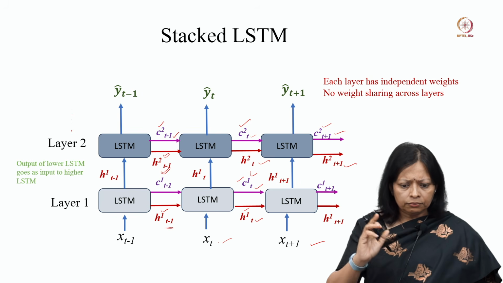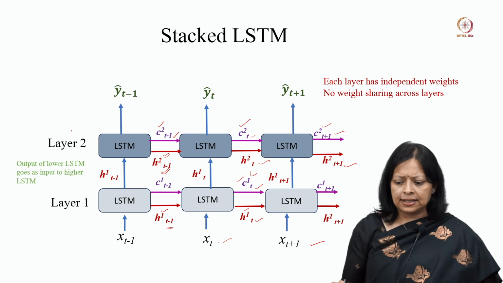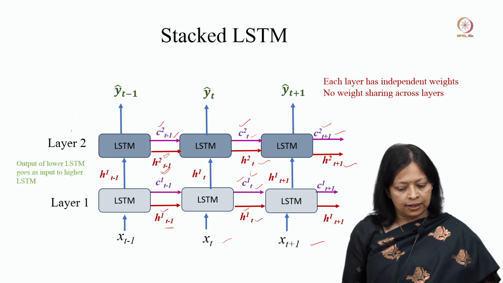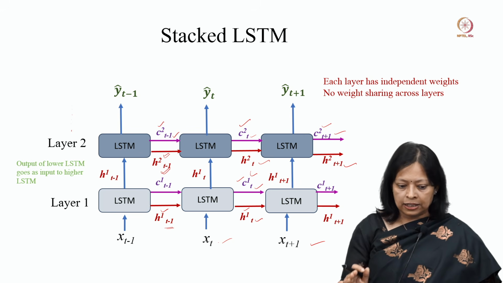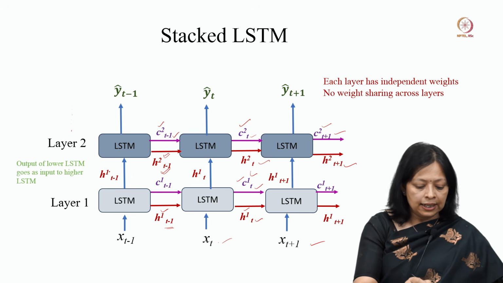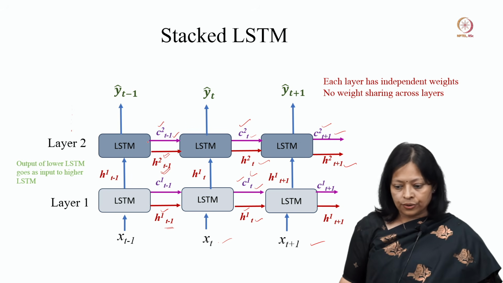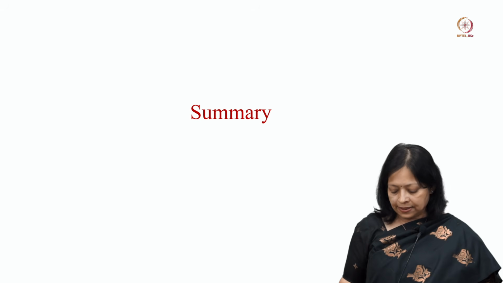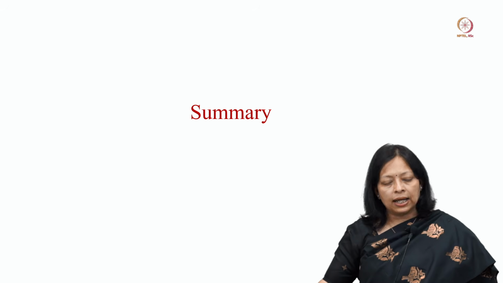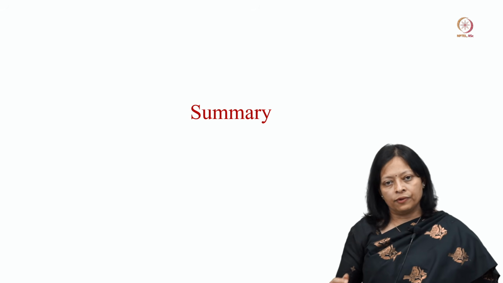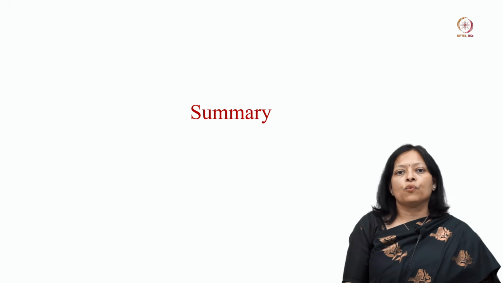I forgot to tell, in the stacked LSTM, each layer has independent weights and there is no weight sharing across the layers. So, every layer is independent of each other, only the hidden state outputs are going to the next layer's inputs. So, that is how the stacked LSTM works. With this one I come to the end of today's session. We will quickly have a summary of what we have done.